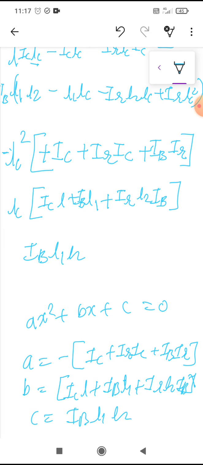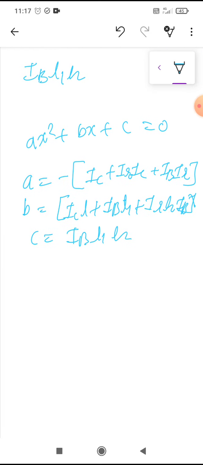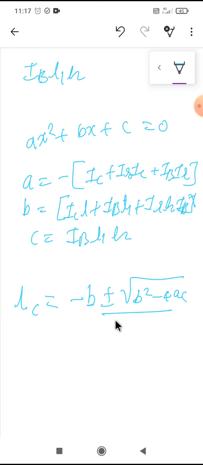So after we get this A, B and C, our answer, that is LC, which we are interested in finding, will be equal to minus B plus or minus under root B square minus 4AC upon 2A. So this will be our answer for the length of rotor C, with the node first.